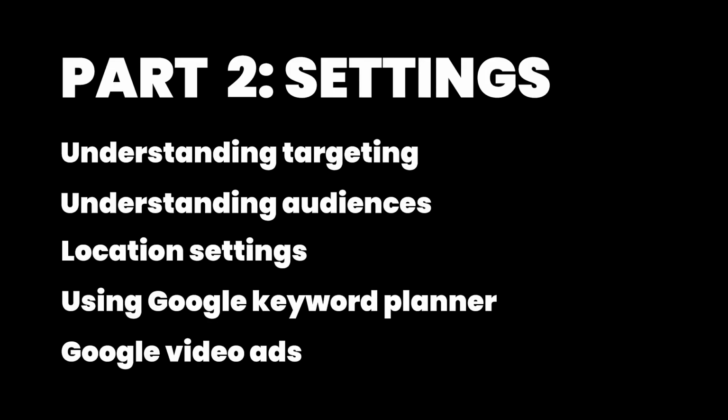Okay, second thing we're going to be doing is we're going to be going over the settings. Okay, so in the second part, it's all about the settings. We're going to teach you how to understand targeting. We're going to teach you how to understand your audiences and understanding the audience settings in Google Ads. And then we're going to talk about location settings. For example, how do you advertise only to people in a certain location or a certain radius? Or what if you want to exclude certain neighborhoods or sections or countries from seeing your ads? Is that possible? And it's very possible. I'm going to show you exactly how to do it.